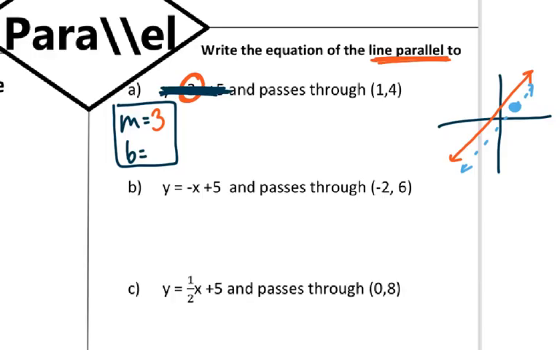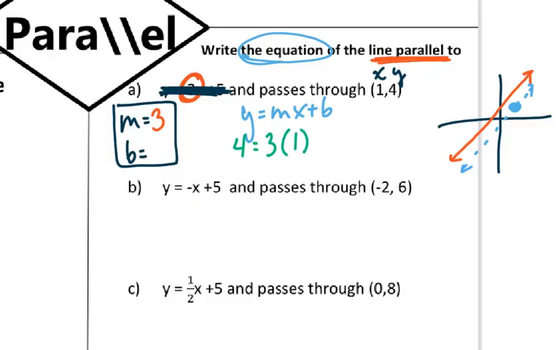So now we do what we did last time. This is X, this is Y, this is M. So we have Y equals MX plus B. We're writing the equation. Anytime it says write the equation, we write down Y equals MX plus B. So my Y value is a 4, my M is a 3, my X is a 1, and I'm solving for B. I don't know what the y-intercept is of this line that had that slope. So to solve, 4 equals 3 times 1 is 3 plus B.